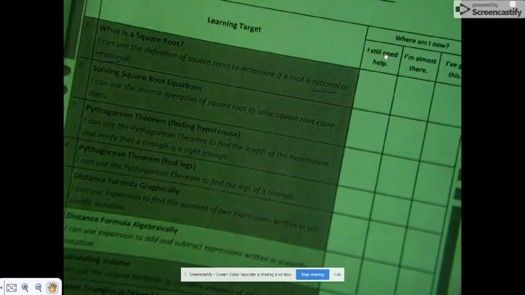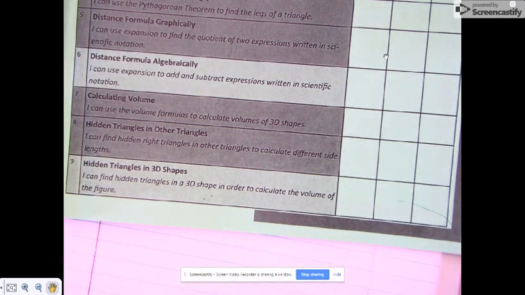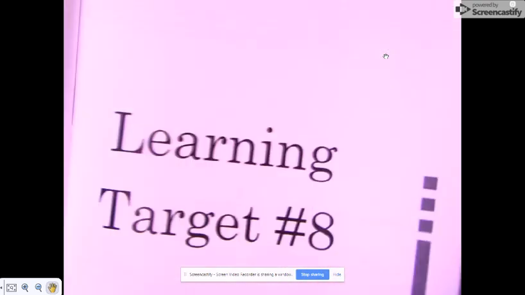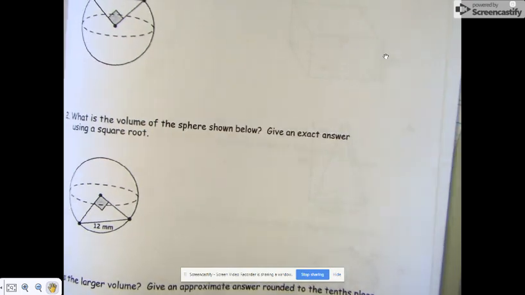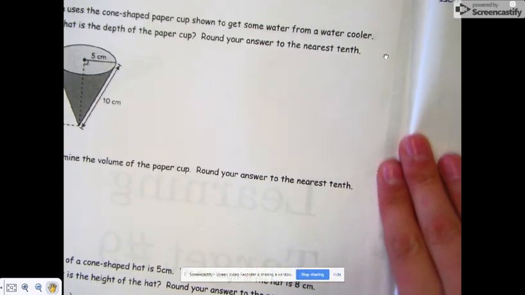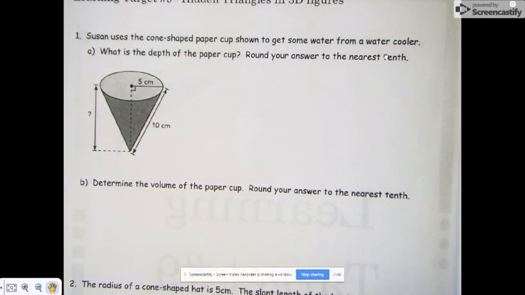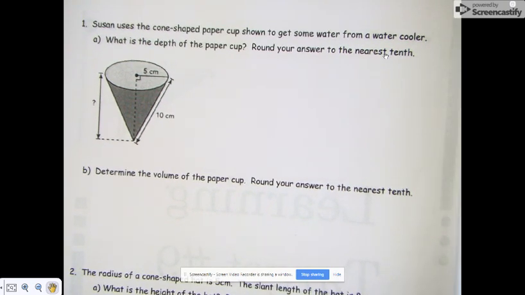So today we are going to talk about learning target number 9, and it's basically combining the hidden triangles we did in learning target number 8 and the volume that we just did in learning target number 7. So if you turn to page 45, we're going to start with number 1 here, and then we'll do number 1 on page 46.